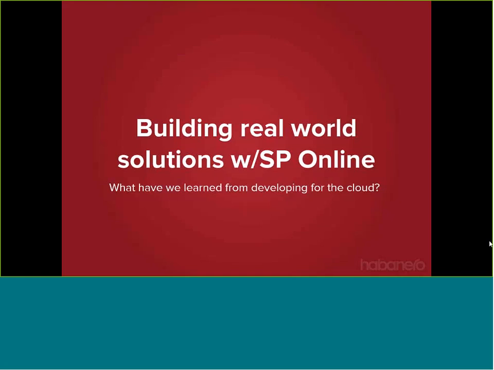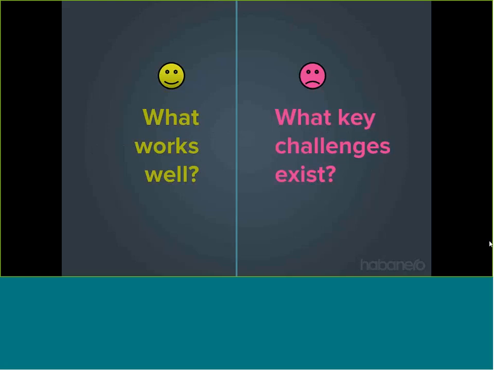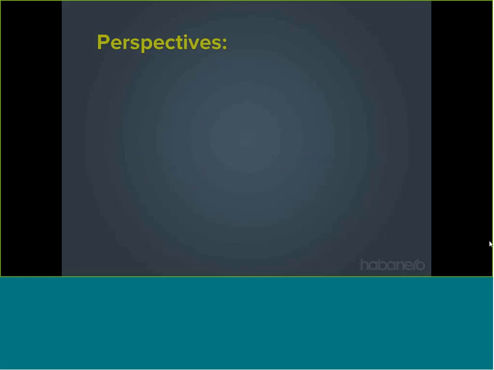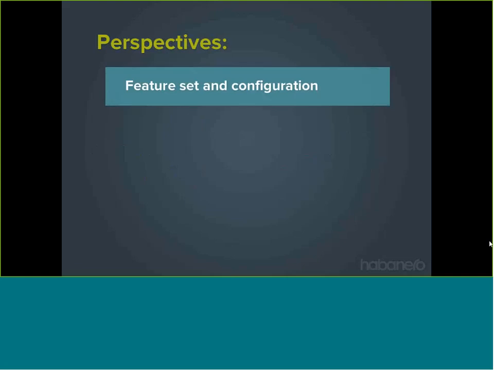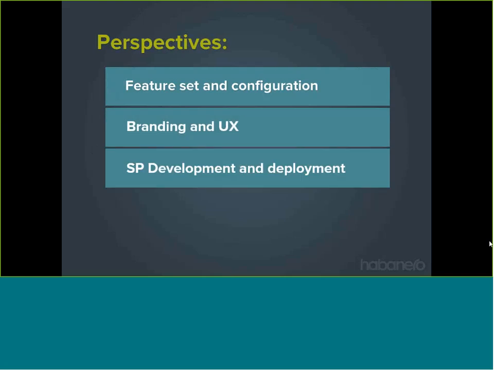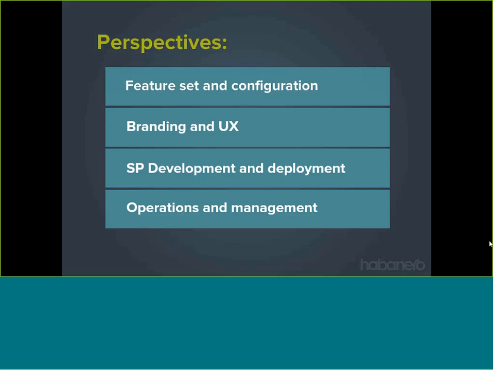So now that we've had a chance to develop some real-world solutions, as I mentioned, for clients like Finning, Alberta Motor Association and Refinery Group, we've also had a chance to really reflect on our experience in that process. And we've learned a great deal. We thought we would summarize what we think works well and what we have found to be some key challenges that are still to overcome. For that, we've looked at it from a number of different perspectives: feature set and configuration, branding and UX, SharePoint development and deployment, and operations and management. These are the four lenses that we looked at.